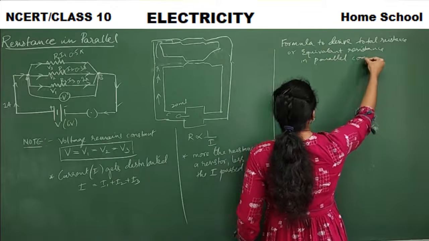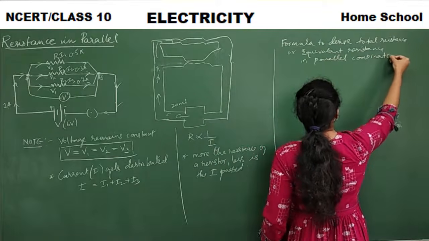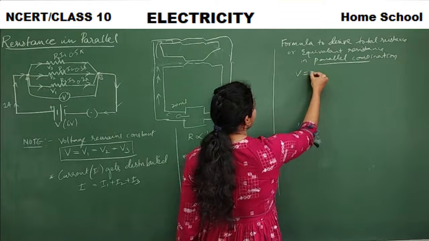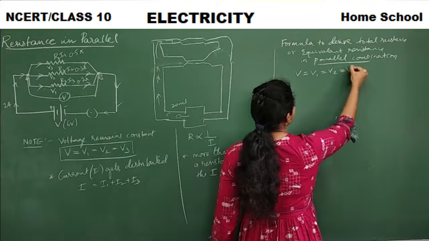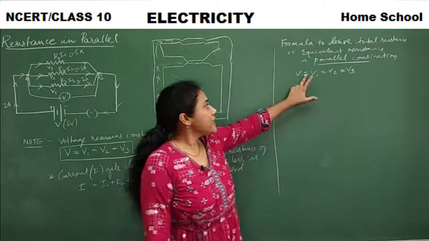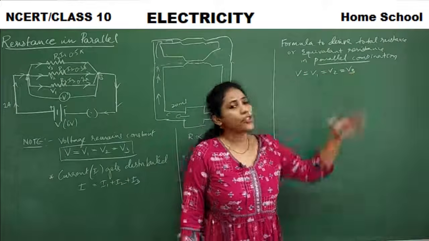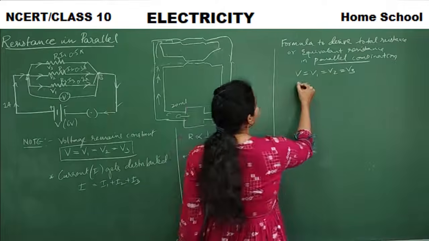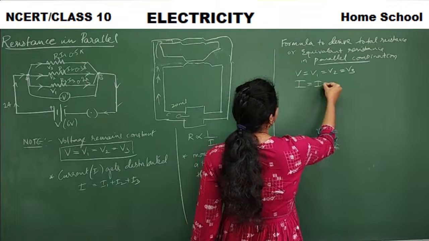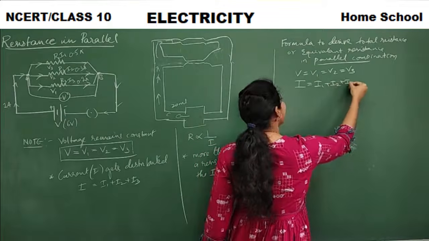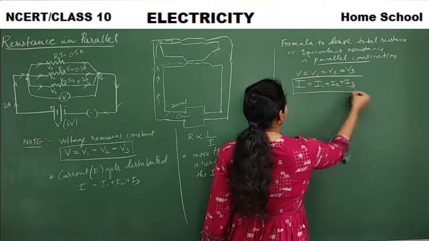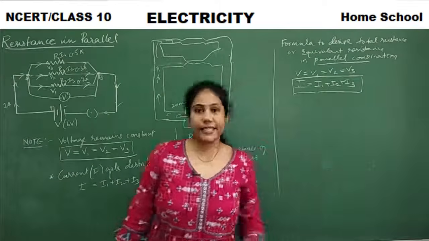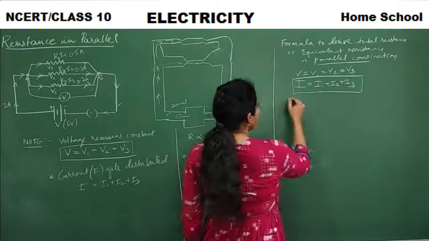So how do you derive? With the help of Ohm's law, right? It's a very simple derivation. We all very well know that V is equal to V1 is equal to V2 is equal to V3. So total voltage is equal to the voltages across the resistors, right? Voltage is remaining constant here. But we all very well know that I is equal to I1 plus I2 plus I3. Current is getting distributed, but total current is equal to the sum of the individual currents that you observe in the resistors. Clear? Fine. And what is our Ohm's law?